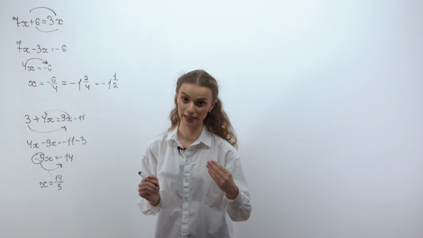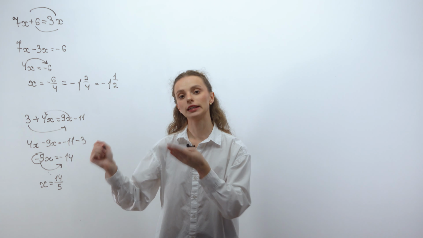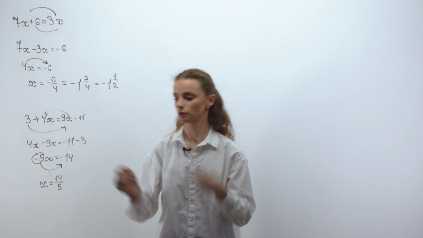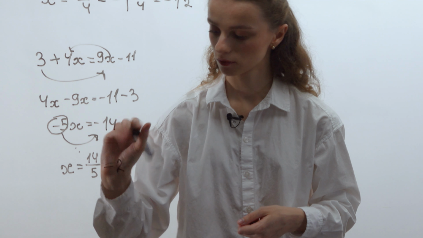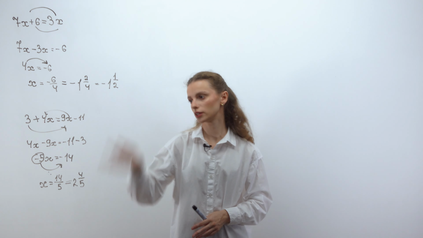We have 14 over 5. We cannot leave it like that. We need to convert it into a mixed fraction. And the final answer is going to be 2 and 4 over 5. I mean, we can then convert it into a decimal number. Do we want to? No, I like it the way it is.